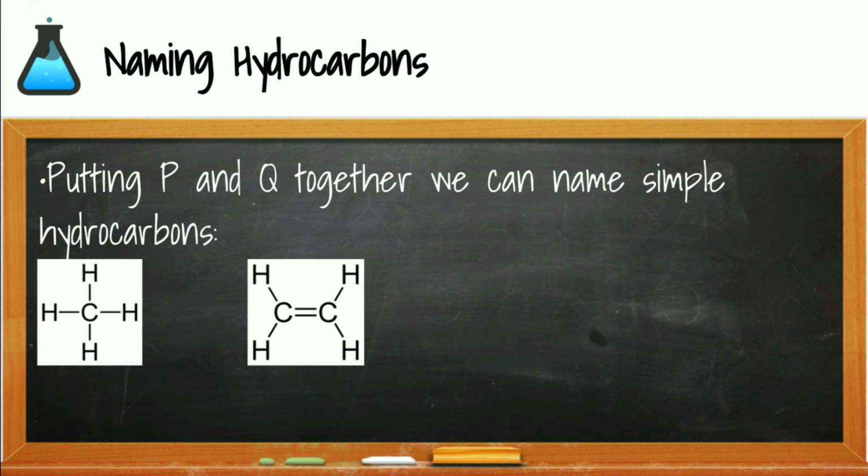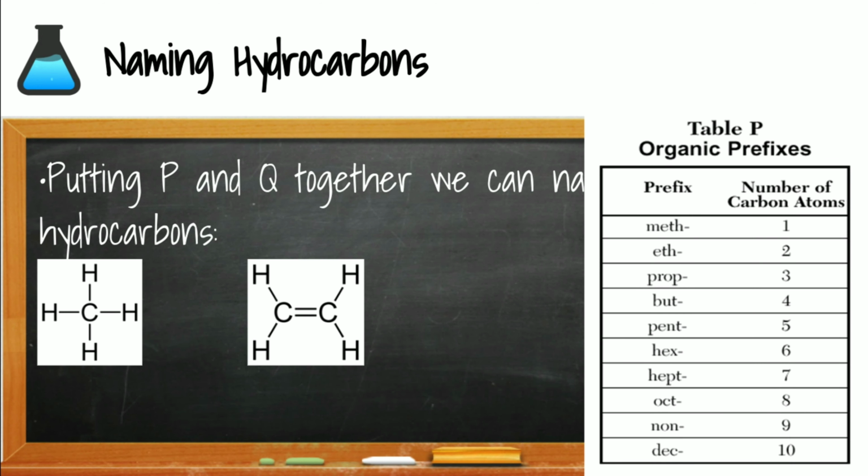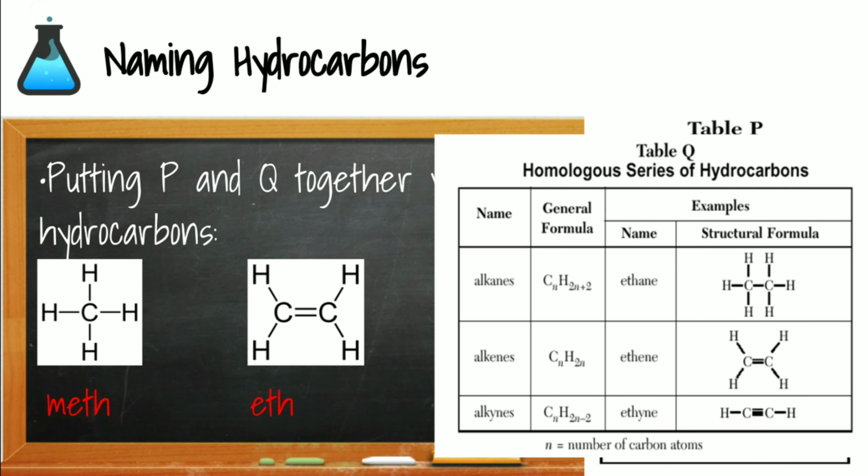Now, we can put reference table P and Q together to get a hydrocarbon name. So in this first example, you can see that I have 1 carbon, so the prefix is meth. And in the next example, I have 2 carbons, so the prefix is eth. Now when I look at reference table Q, I can find the suffix. So in the first structure, there is only a single bond with the carbon, and so that is going to be an alkane, so it will end in ane. So that is called methane.